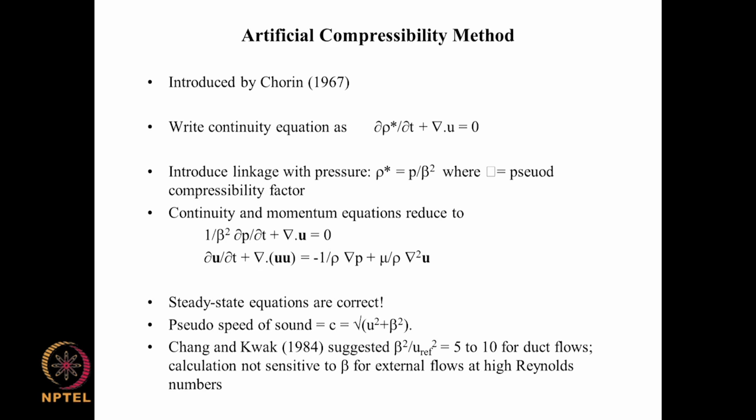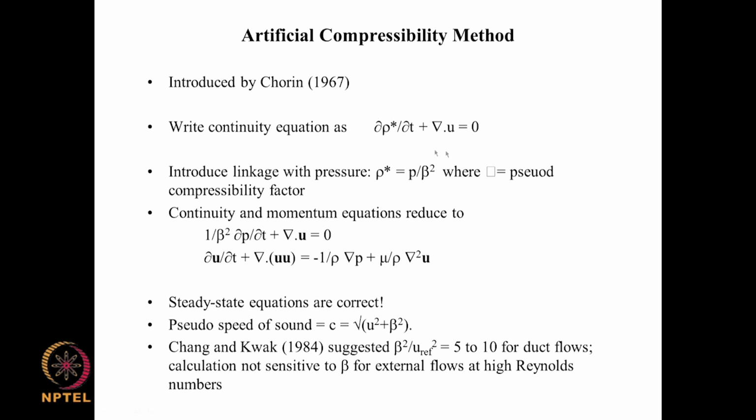It is a method which was introduced by Chorin in 1967, and the basic idea is that we know that the linkage between the continuity equation and the momentum equations is not there, and so we can introduce such a linkage artificially. For example, we can write the continuity equation as partial of rho star with respect to time, plus del dot u equal to 0.